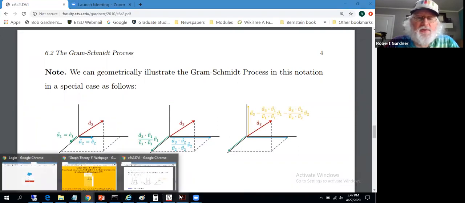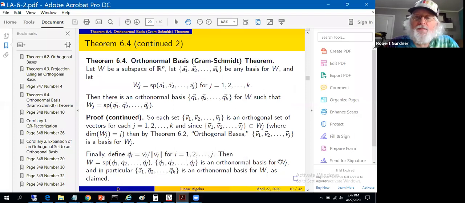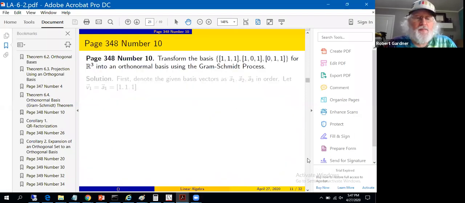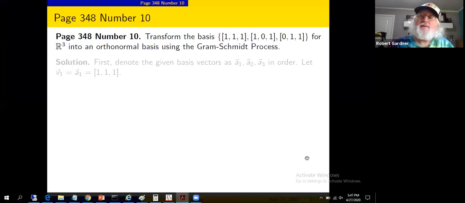All right, so let's look at that number 10 from the supplements. Okay, and these you need to practice. They're a bunch of computations. It's just an algorithm that you'll follow. All right, so 3 vectors. We'll denote them as a1, a2, and a3. They say this is a basis for R3. They want us to transform it into an orthonormal basis.